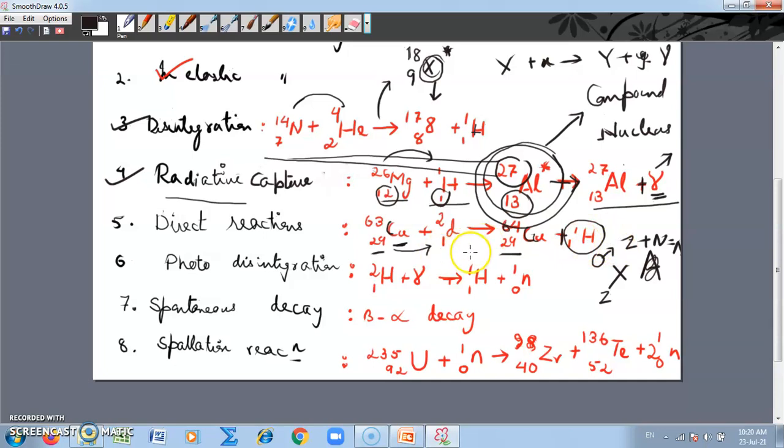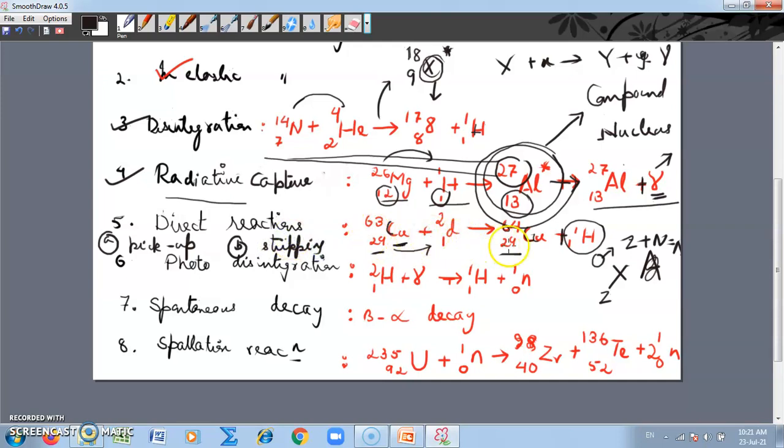And under direct reaction there are two types of reactions. One is the pick-up reaction, and then the other is the stripping reaction. So we will remember pick-up and stripping.